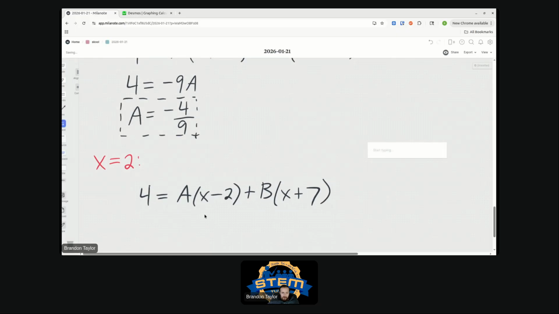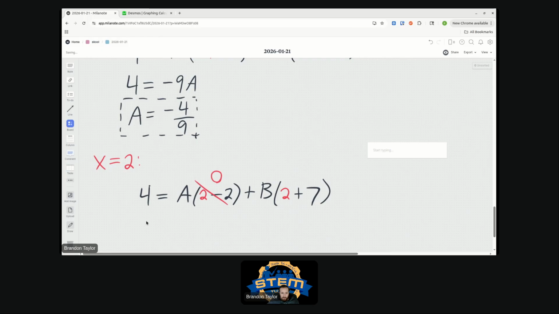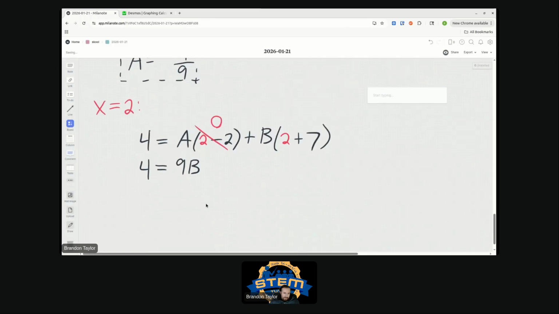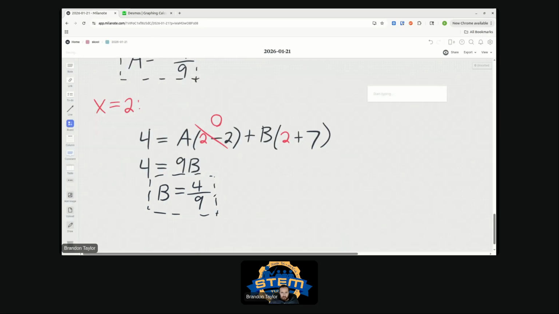Wherever we see x, we replace that with 2. So right here and right here, it's going to be 2 and 2. And then think about what happens. 2 minus 2 is 0. Now a goes away. And what are we left with? We're left with 4 equals b times (2 plus 7), 9b. And now that's easy to solve. b equals +4/9. So there you go. That's how we find the a and b that make the decomposition true.